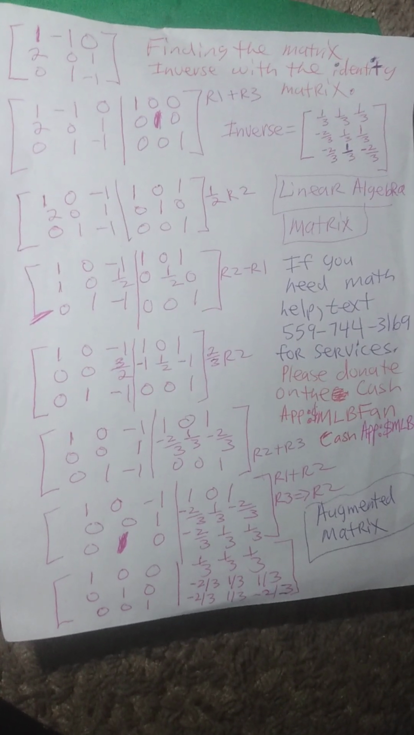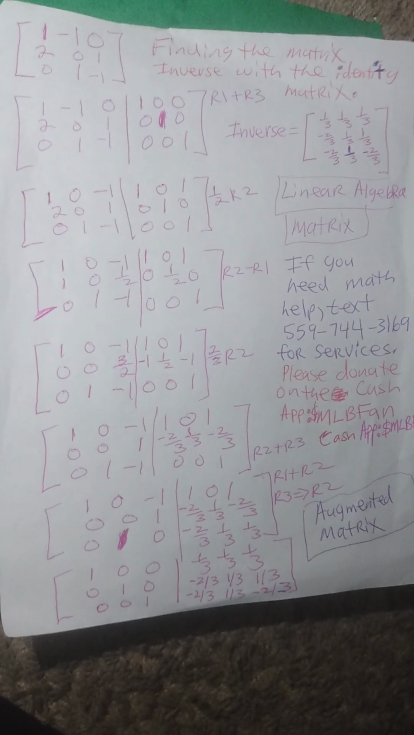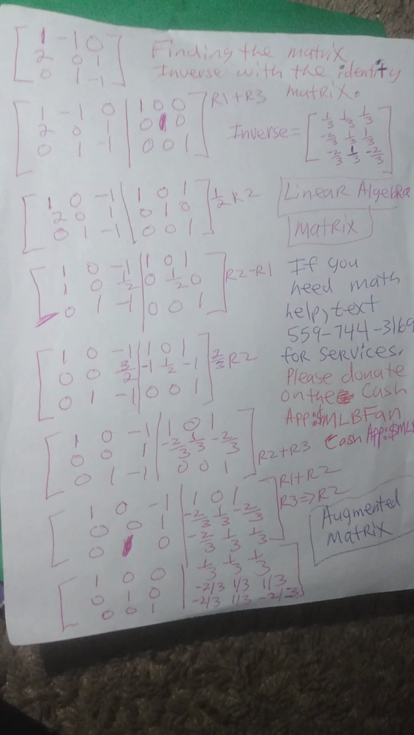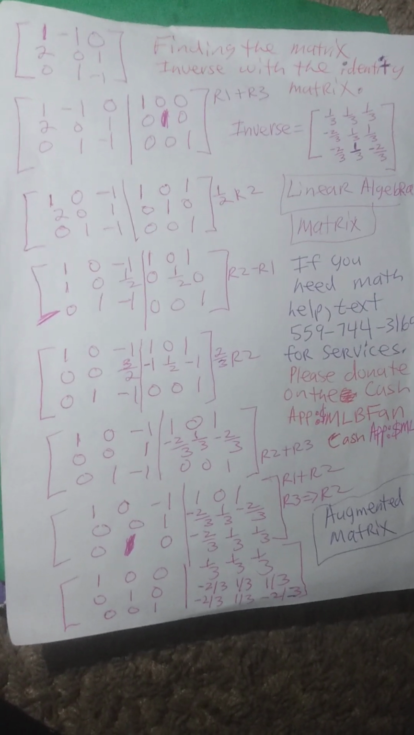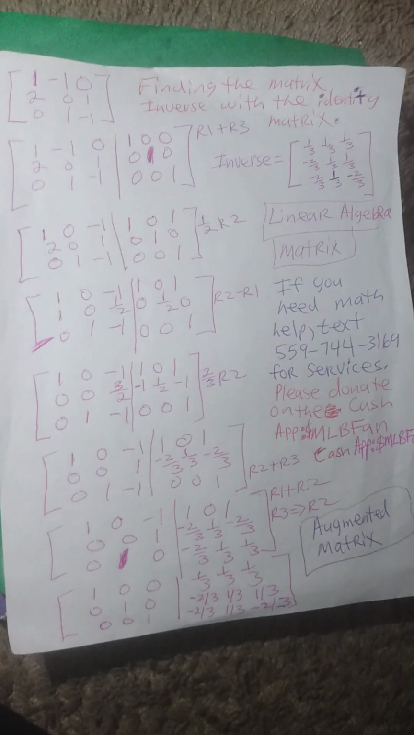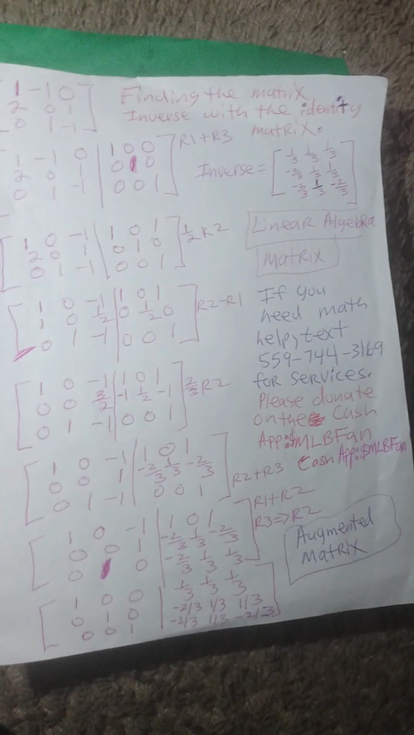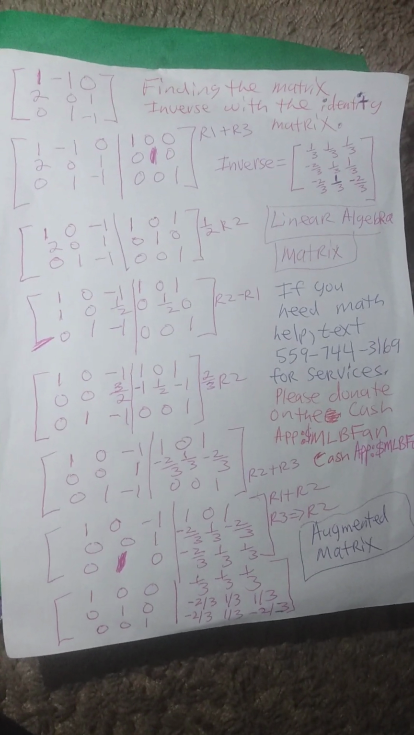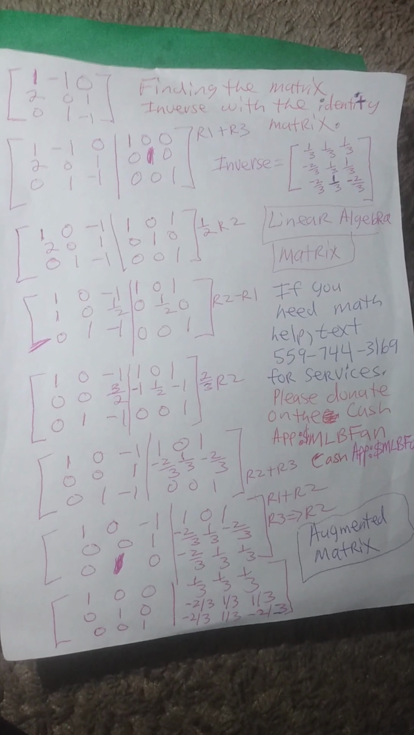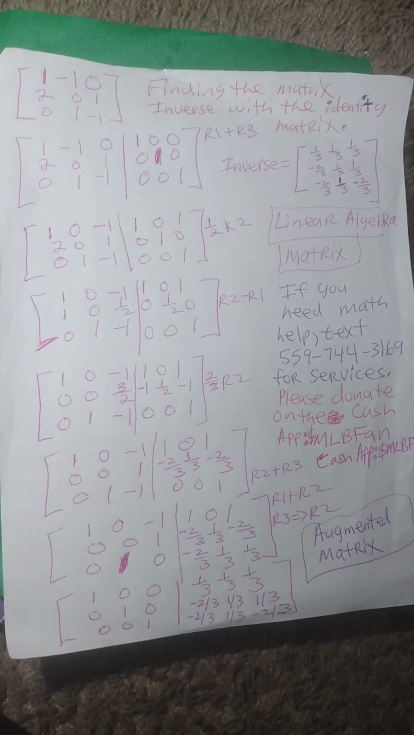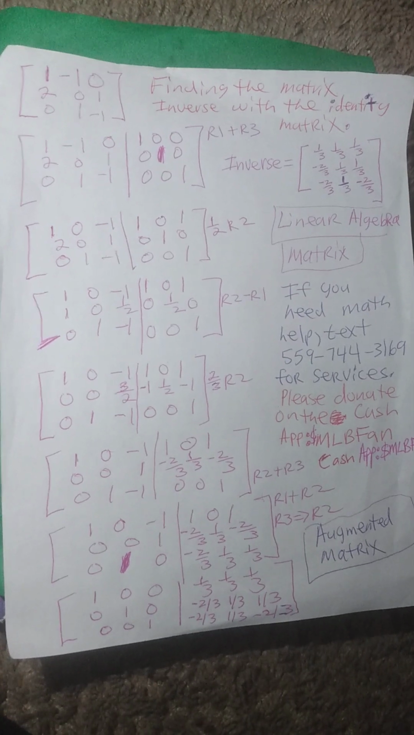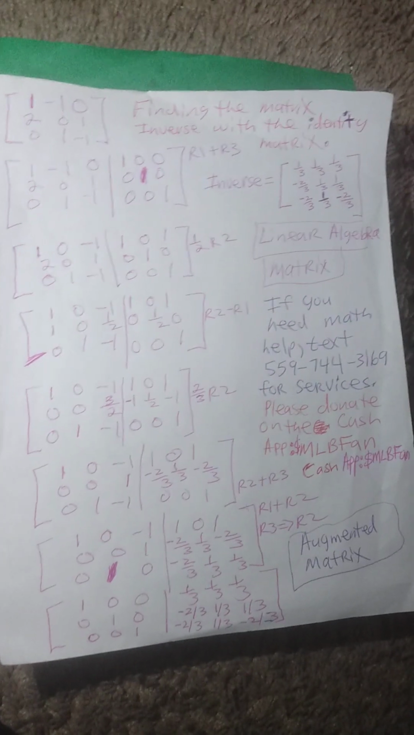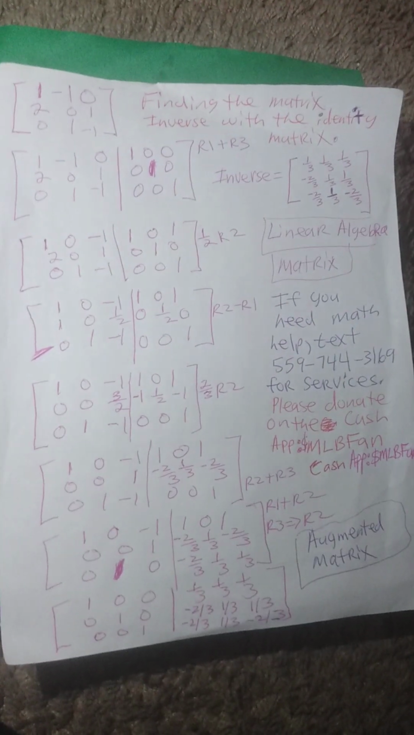Then we need to take 1/2 of row 2. So we need to multiply row 2 by 1/2. So 2 times 1/2 is 1. 0 times 1/2 is 0. 1 times 1/2 is 1/2. 0 times 1/2 is 0. 1 times 1/2 is 1/2. And 0 times 1/2 is 0. So now we have a new row 2.